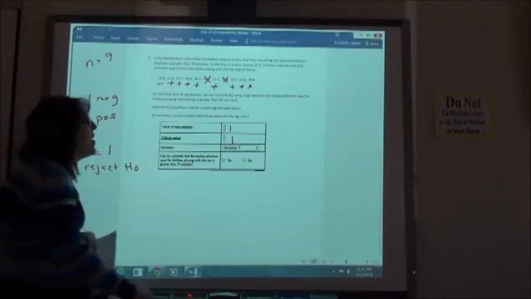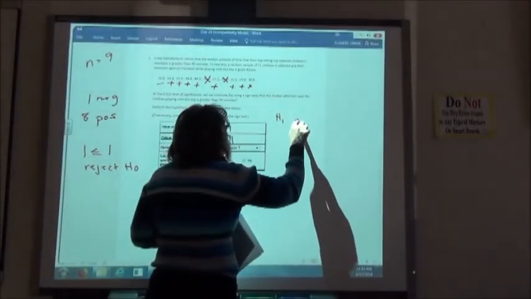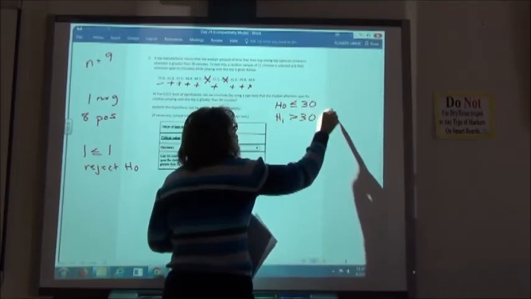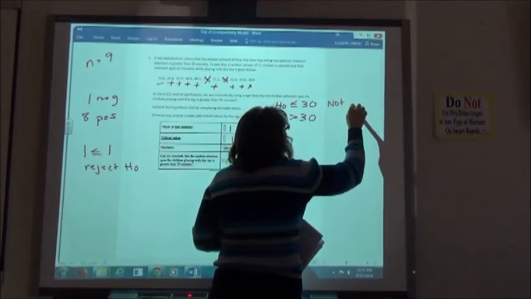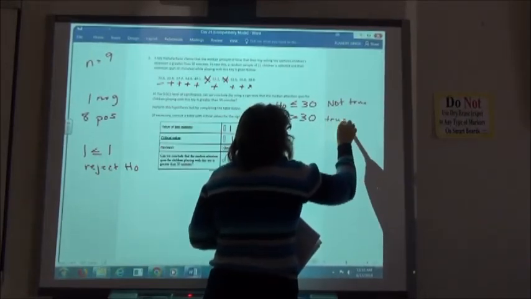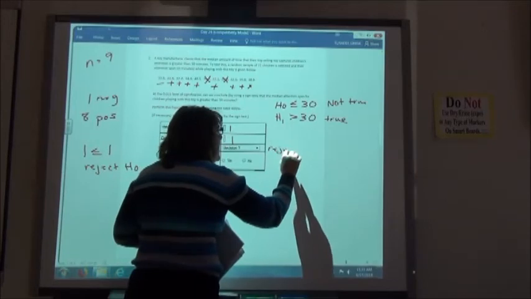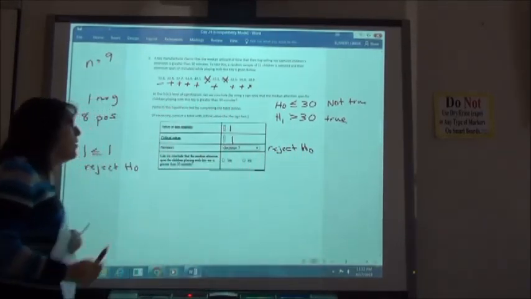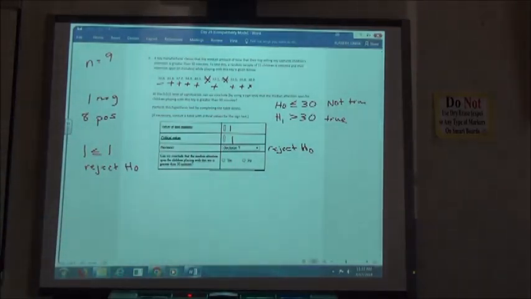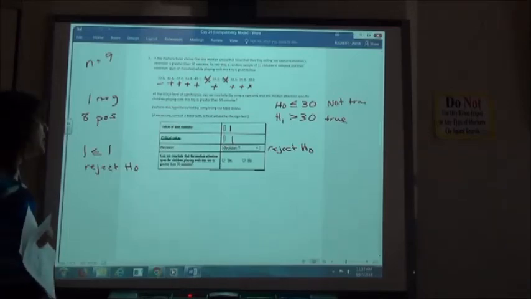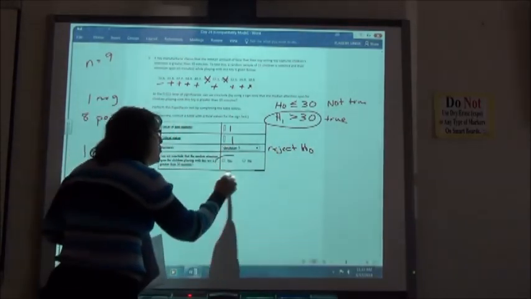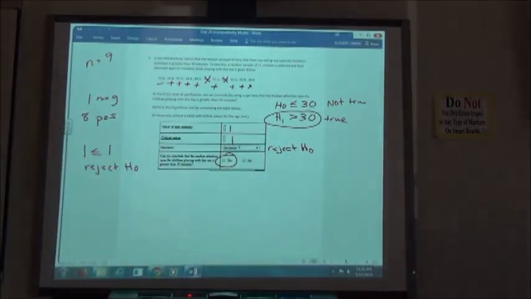So again, I got to think about my hypothesis. My alternative one was the greater than 30. My null was less than or equal to 30. This one is the not true one. So this one is the true statement, because we decided we should reject the null since 1 is less than or equal to 1. We're going to reject the null. So can we conclude that the median attention span for children playing with this toy is greater than 30? Yep, it is greater than 30 is the true statement. So yes is going to be the answer to the question.